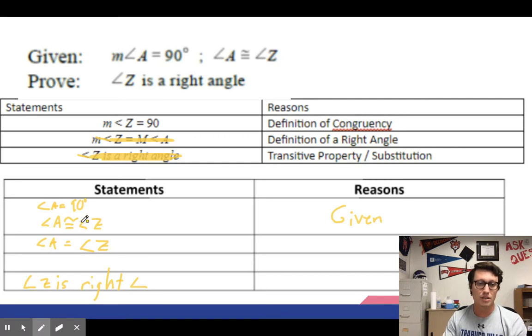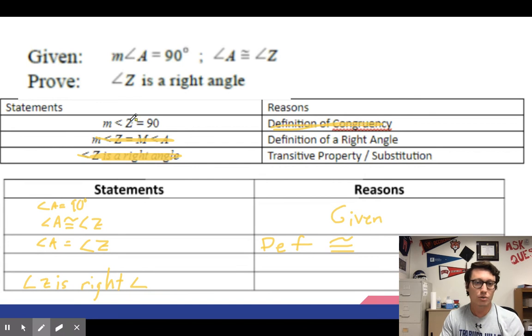Well, we have changed from a congruent sign to an equal sign, so that means we are going to use definition of congruency there. Definition of congruency. Okay, again, just abbreviating, trying to make things easier.